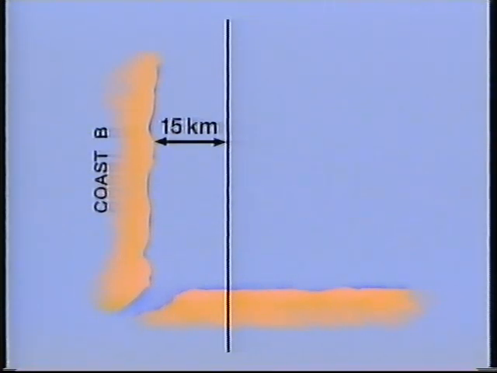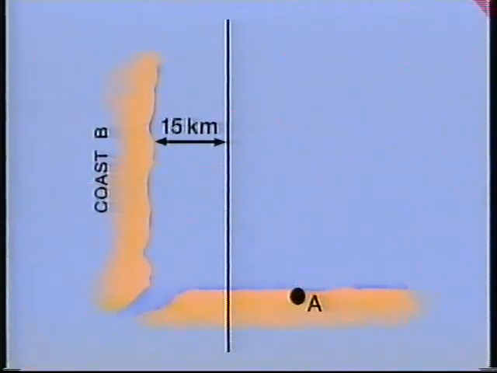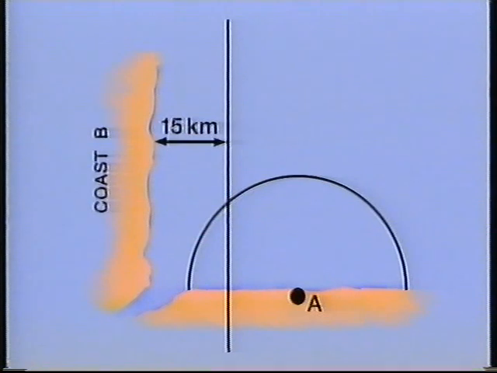The Coast Guard station at A picks up its signal, and it knows that the ship is less than 20 kilometres away from the Coast Guard station. So we can draw our second locus. That locus is part of a circle with centre at A and a radius of 20 kilometres. Draw in that circle. So we know the ship is also within that circle.